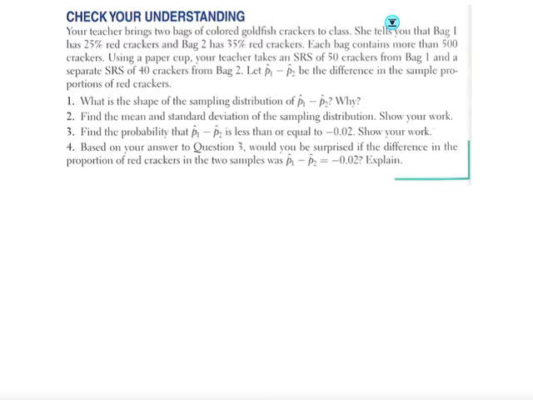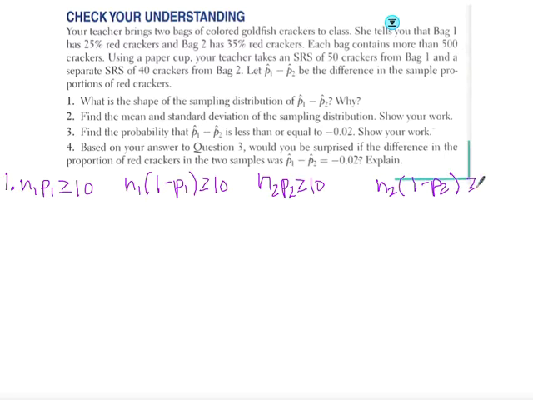So number 1 asks: what is the shape of the sampling distribution of P hat 1 minus P hat 2, and why? What you need to do is go through and check all of those different conditions for the shape. So you would do N1 times P1 greater than or equal to 10, N1 times 1 minus P1 greater than or equal to 10, N2 times P2 greater than or equal to 10, and N2 times 1 minus P2 greater than or equal to 10.